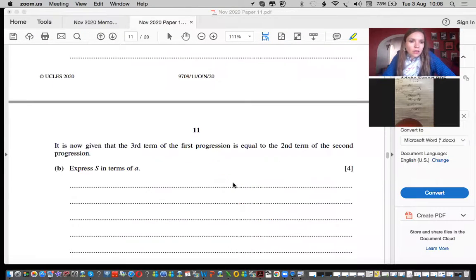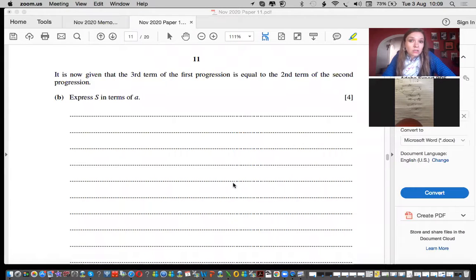Then next question. I'm sure this is based on each other, because it's A and B, so I feel like they might still be based on each other. So it is now given that the third term, T3, of the first progression is equal to the second term of the second progression. Don't lose the plot here. Express S in terms of A.